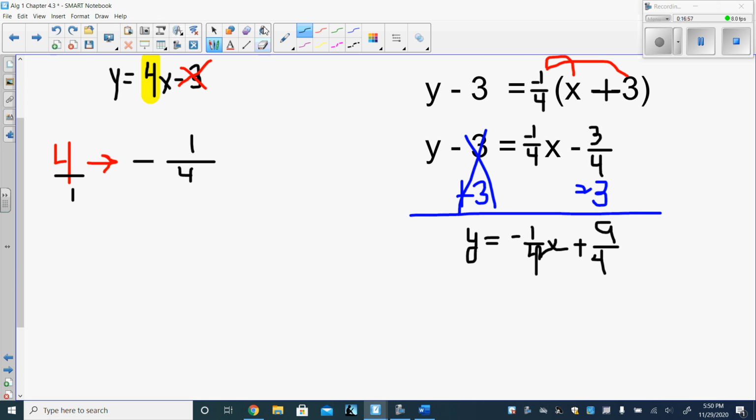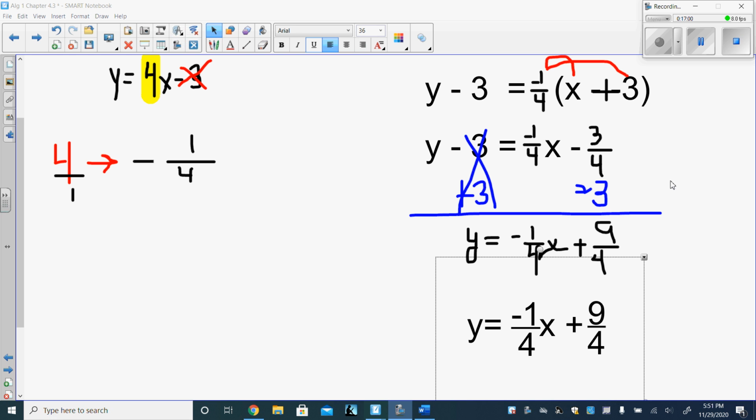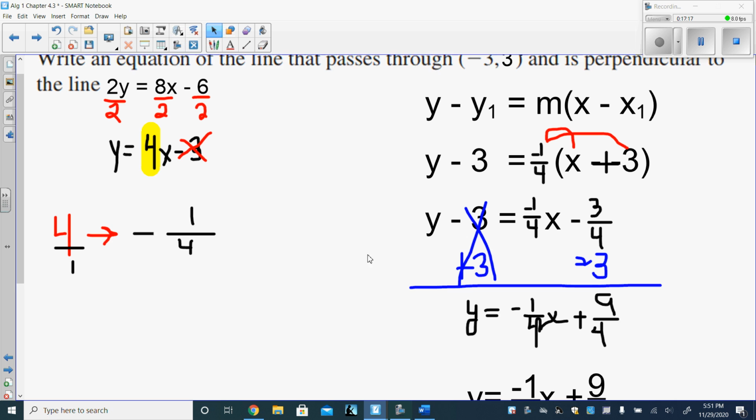So the final equation, what we're looking at, is this here. Now I went on and typed it out here, so y equals negative 1/4 x plus 9/4 would be our answer. Now, as you can see here, not always, our answers won't always be whole numbers. We can have fractions as both the slope and the y-intercept, but this here's our equation. And that's all we have to do for this here.